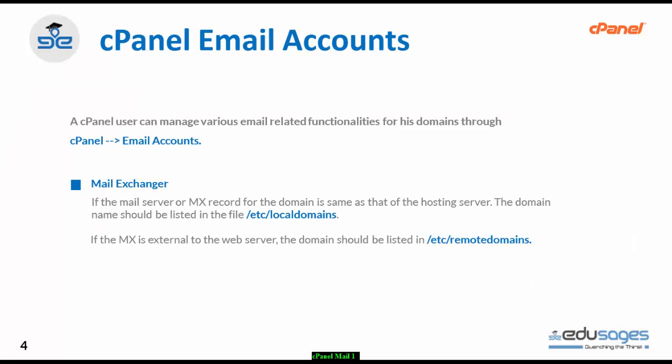Then we have the mail exchanger. If the mail server or MX for the domain is the same as that of the hosting server, we can say that the domain uses a local mail exchanger. And if the MX is external to the web server or the hosting server, like Google MX, Google Apps, etc., the domain should be listed in /etc/remotedomains, and we can say that it uses the remote mail exchanger.